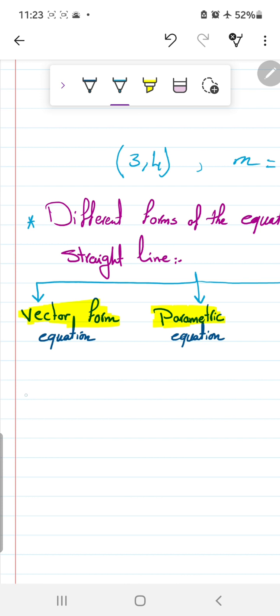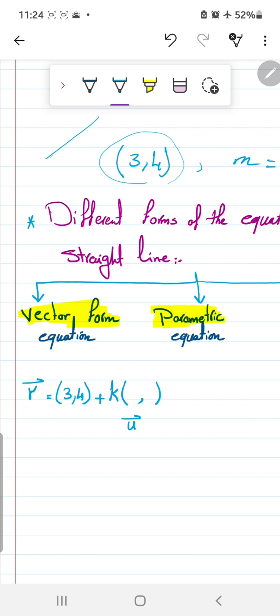The vector form we denote by r vector equals what? Equals the point, which we said here is (3, 4), plus any constant, and we said the constant here will be k, times the direction vector, which we denote by u. The direction vector here is a vector belonging to the straight line, and we said on the straight line we have 2 points. Like if we have, for example, A and B, how do we get vector AB? We said B minus A.